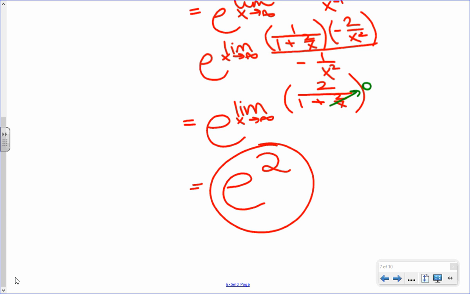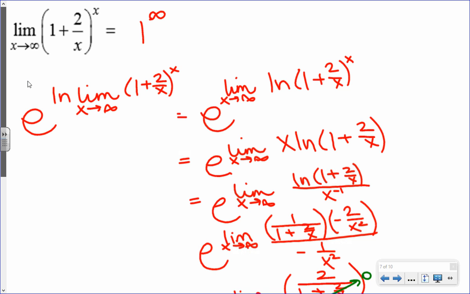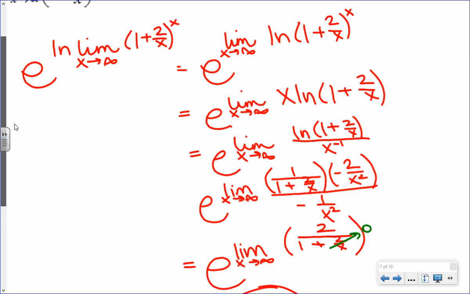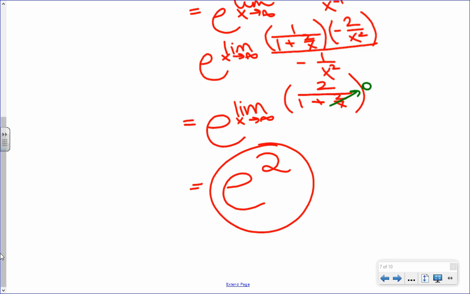So if you're just solving for the limit, you can write e to the 2. Well, the limit of our original guy was e to the natural log of the limit. So that e stayed along for the ride. Originally, the e was canceling out with the natural log, but since we used the natural log, now we're stuck with e to the 2. So the limit is e to the 2. Nick, did you have a question? I'll come back to you, Nick.